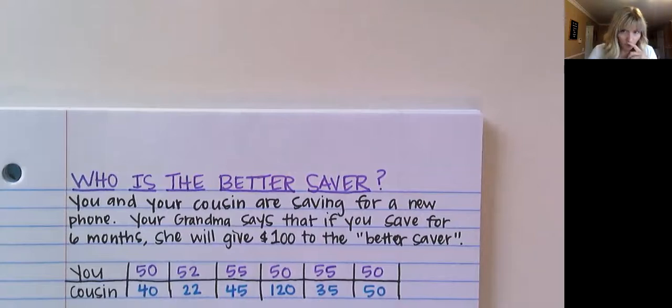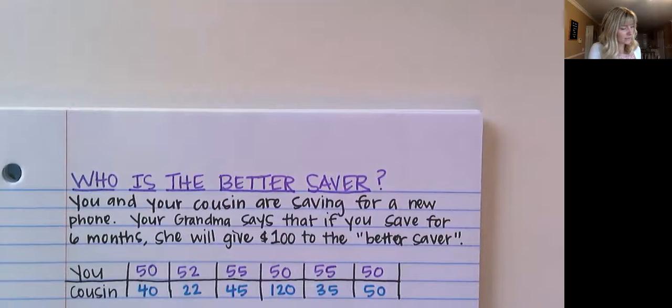Now, you might be looking at this data and thinking, how is my grandma going to decide who is the better saver? One of the first things that people think of is, what if we look at the total amount that I saved versus my cousin saved, and we just look at who saved more? That could be a simple way of seeing that.